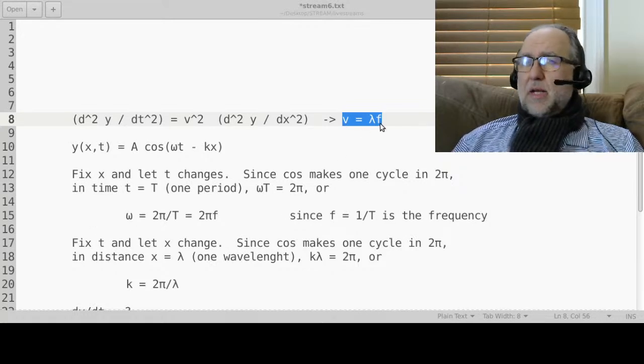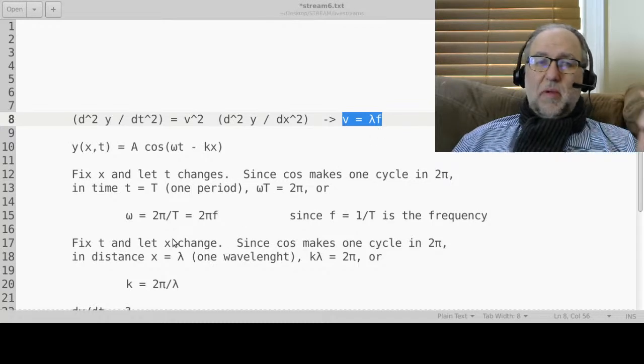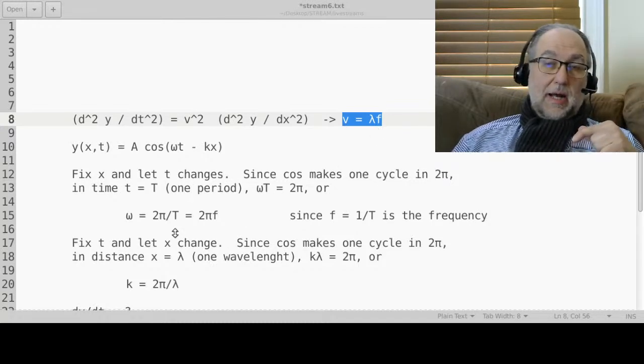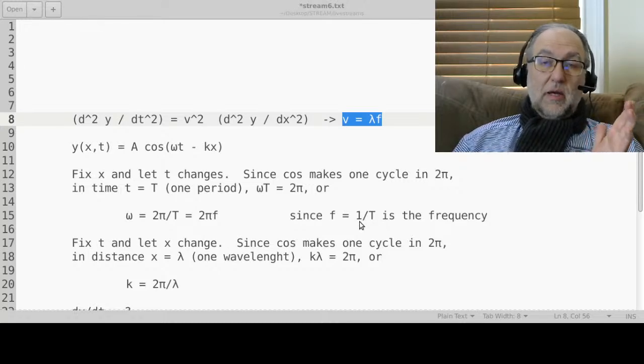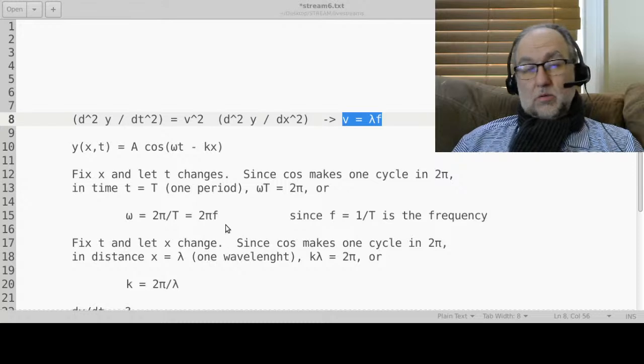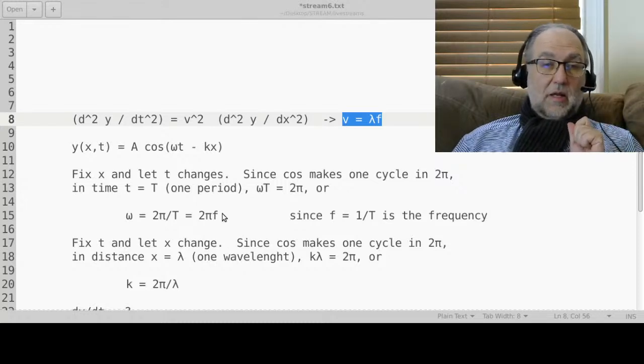But I don't have a period up here, so I have to convert from the period to the linear frequency. Remember that the linear frequency is related to the period by f equals 1 over capital T. If I replace that 1 over T with an f, I get that omega is equal to 2 pi f. So that's the first thing that comes out of the sinusoidal solution: omega must equal 2 pi times the linear frequency. We'll need that in a minute.